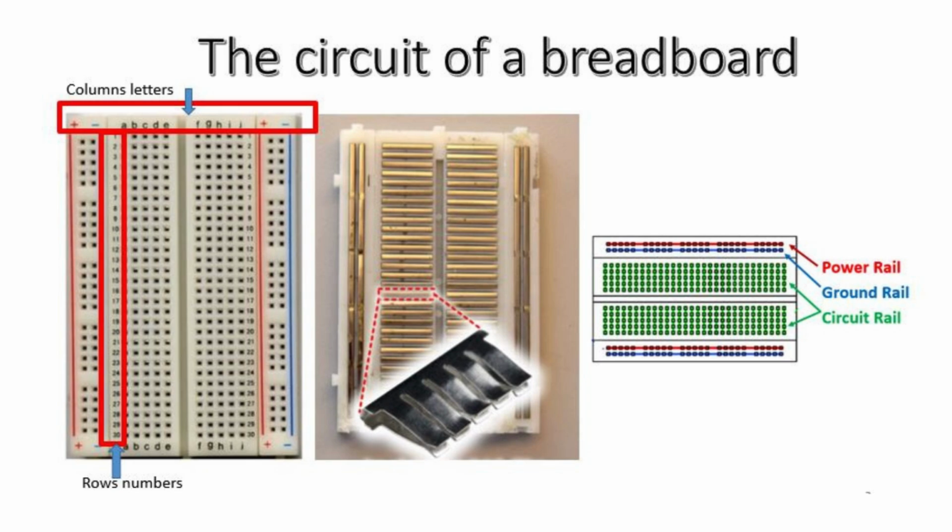Normally, the negative side is connected to the blue rail of the breadboard, while the positive side is connected to the red rail. The breadboard is labeled with columns marked from A to J and rows numbered from 1 to 30, although this may depend on the size of the breadboard.